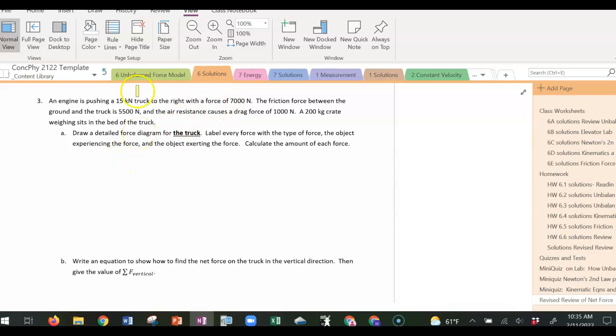I'm going to just notice that I have a prefix here. I'm going to have to interpret that kilo in the weight of the truck here. It says the friction force between the ground and the truck is 5,500 newtons, and the air resistance causes a drag force of 1,000 newtons. A 200 kilogram crate is sitting in the bed of the truck. Okay, so I need to do a force diagram for the truck.